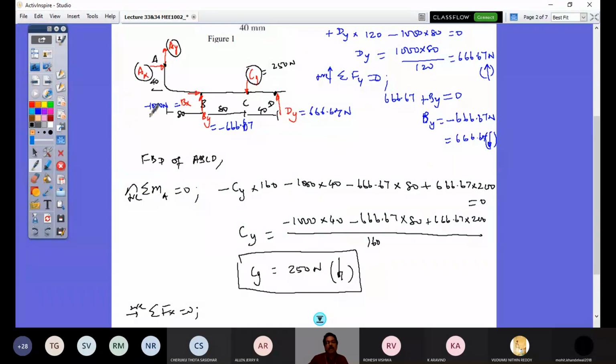So I would now have Ax minus 666.67 equals 0. That solves for Ax equals 666.67 Newton, and the direction considered is correct, to the right. So this is the Ax. Right? That's Ax.